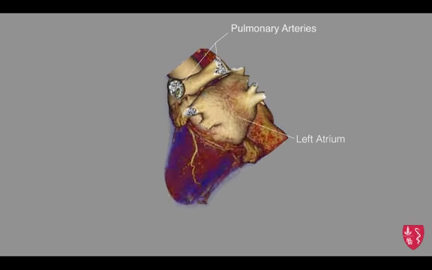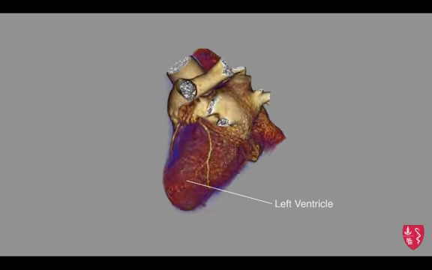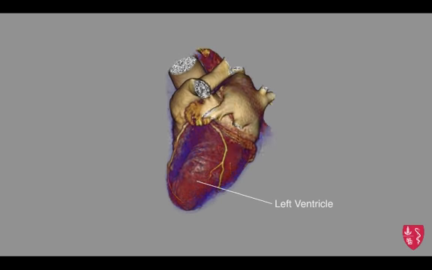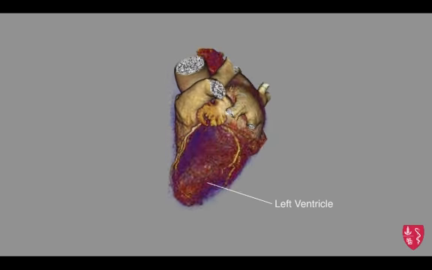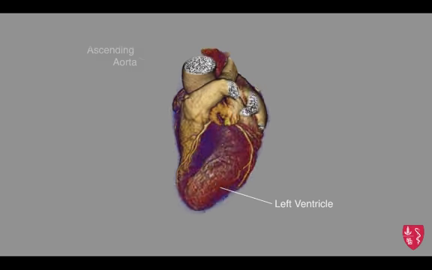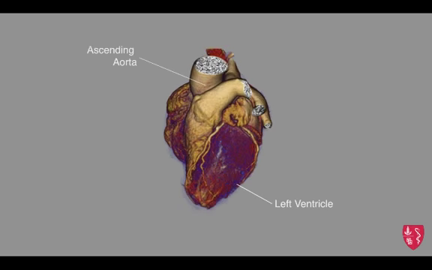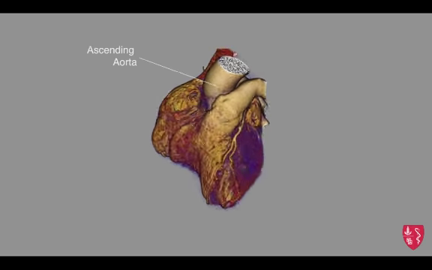Blood will then flow from the left atrium to the left ventricle through the bicuspid or left atrioventricular valve. From here, blood will flow up and out through the ascending aorta after passing through the aortic semilunar valve.